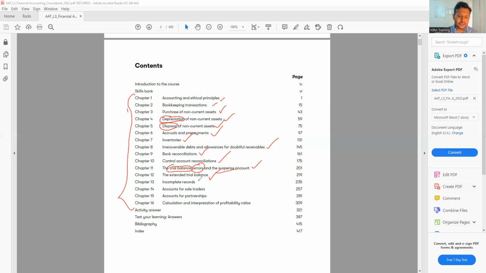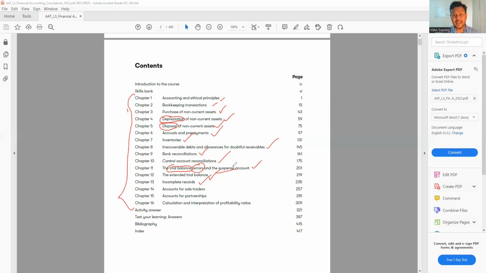And the next one, we have incomplete records. Incomplete records is another interesting and quite long chapter that we're going to see. Incomplete records is all about when we have to complete some records because some information is missing. For example, let's say you have a client and this client says, I lost all my sales day book, or maybe I never recorded how much I paid to my supplier.